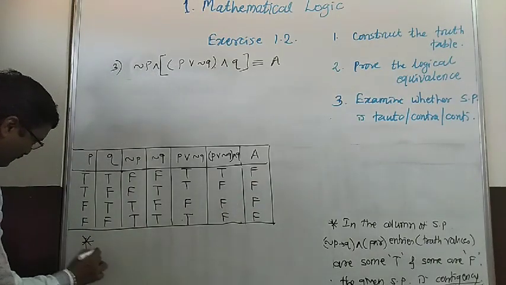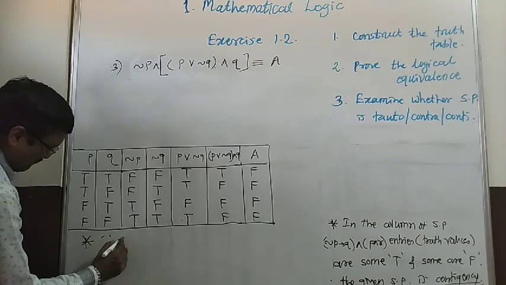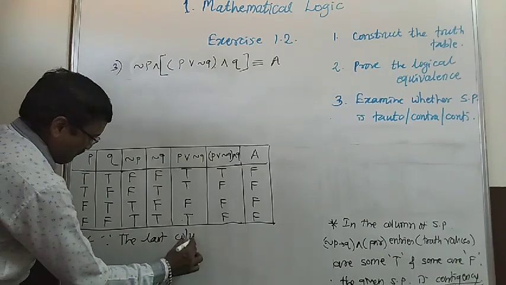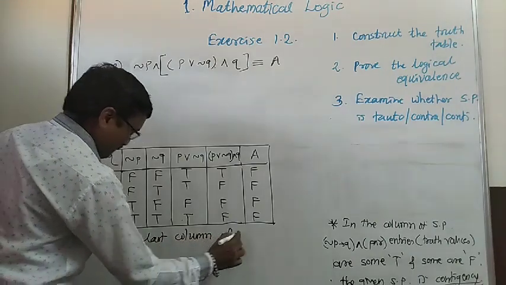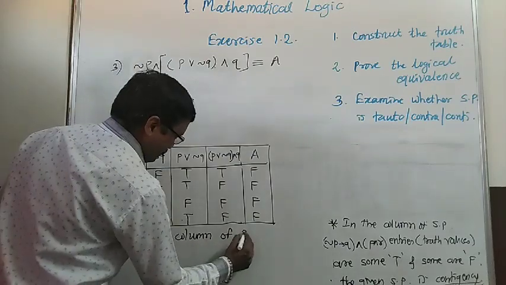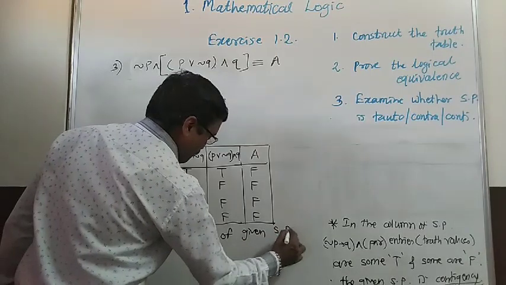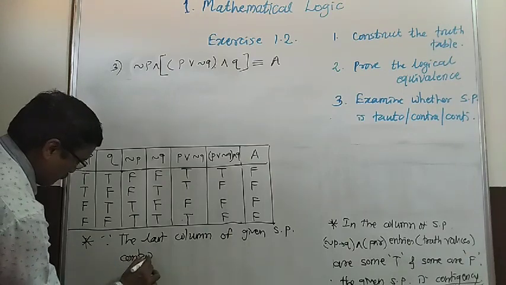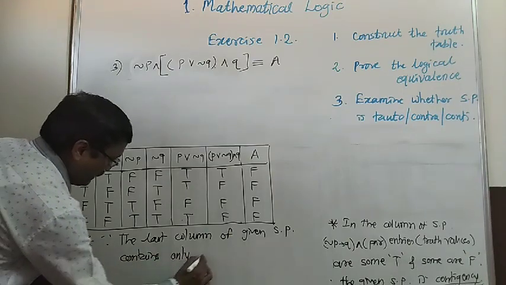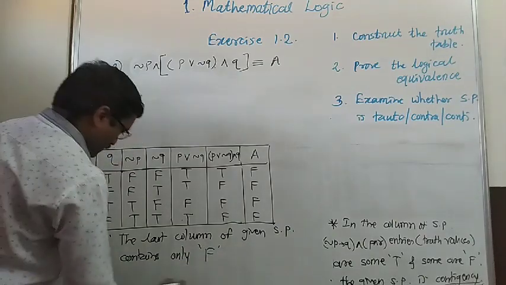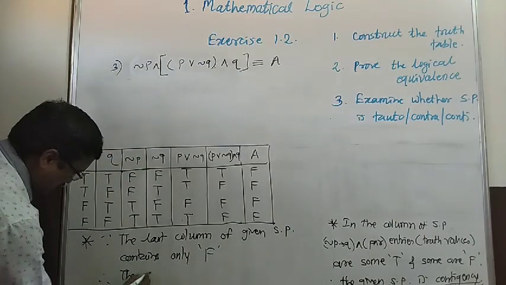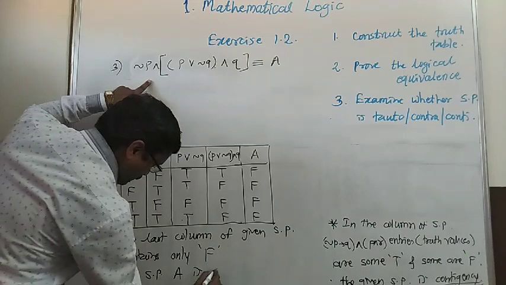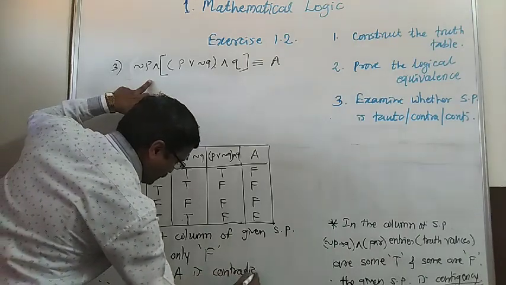So what to write here? Since the last column of given statement pattern contains only F, therefore the statement pattern, this A, is contradiction.